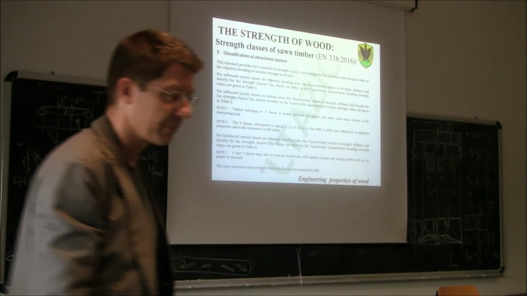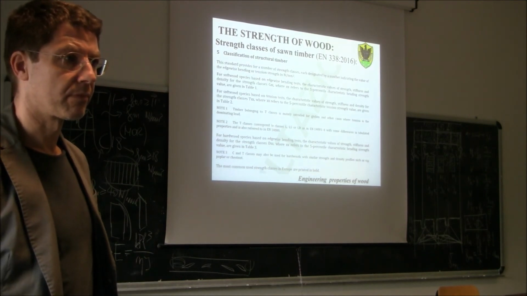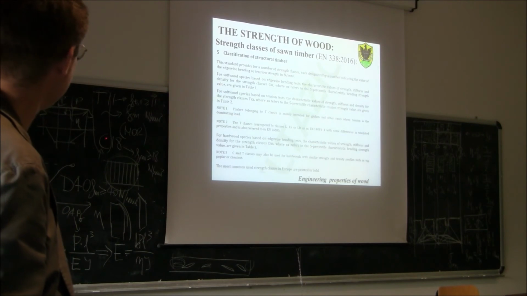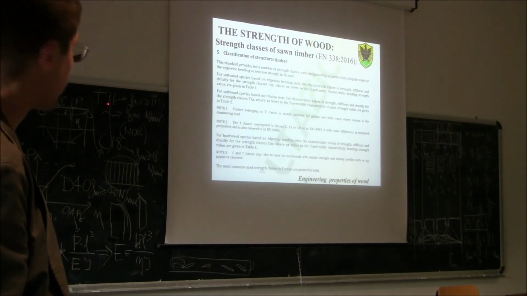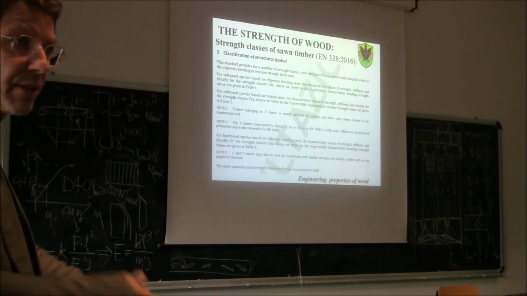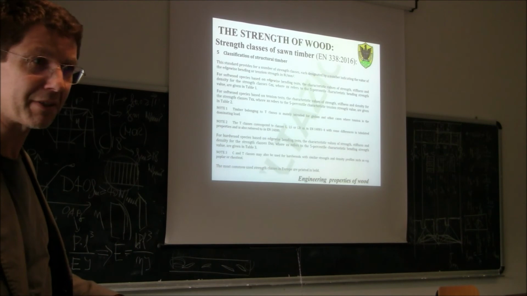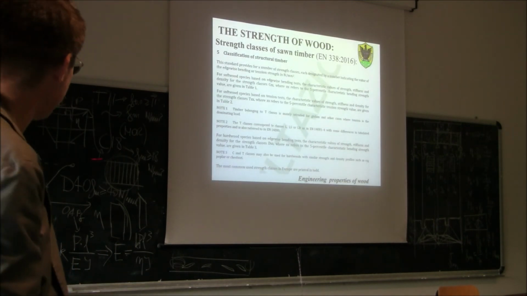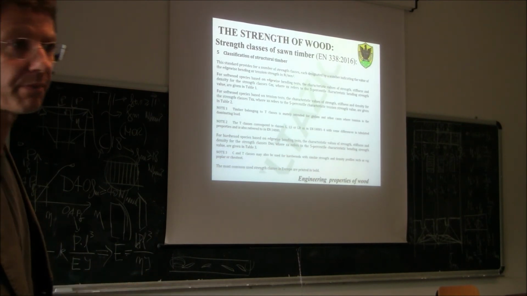Do you have some doubts? Yes. C means conifers or C compression? C means conifers. And D? T means conifer tested in tension. Okay. If you want, C means conifer tested in bending. T means conifer tested in tension. And D means deciduous, latifolia, tested always in bending.